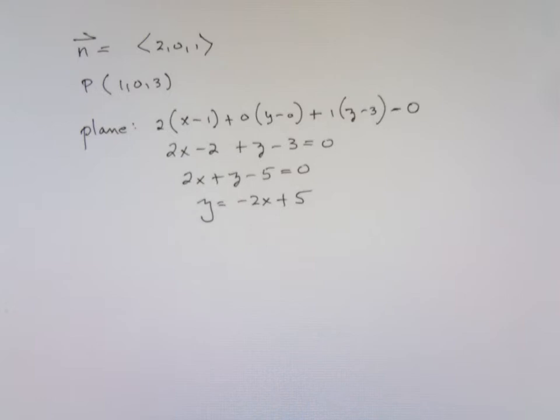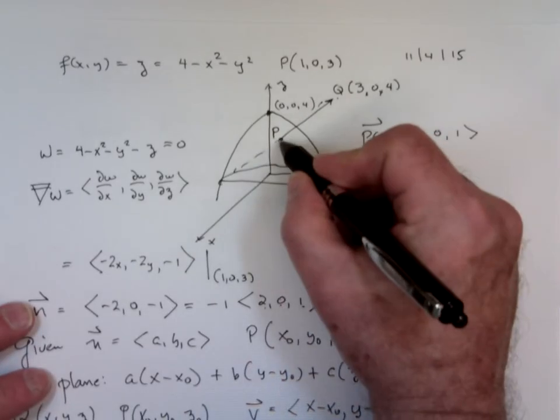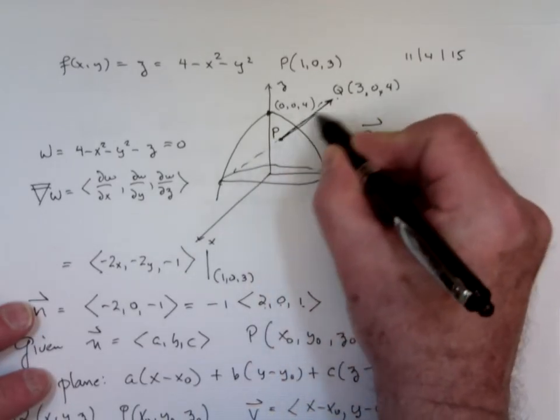Where was the gradient in your picture, though? It's supposed to point towards the tangent. The gradient in the picture is this vector right here. Oh. That's the gradient. Okay.